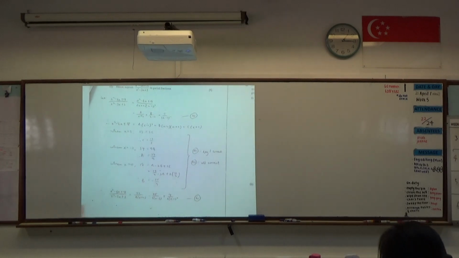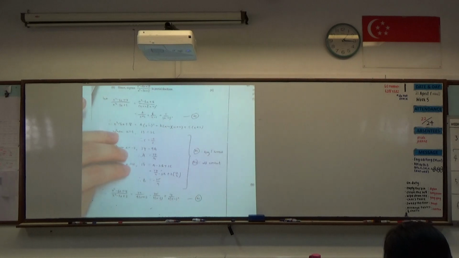Your constants might not be the same as mine, but you should be getting A is 34 over 9, B is negative 25 over 9, C is 13 over 3. Very often when it comes to partial fractions, your A, B and C constants are usually fractions. Okay, so it is normal, but it's always good to check.